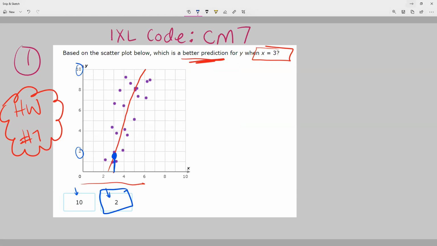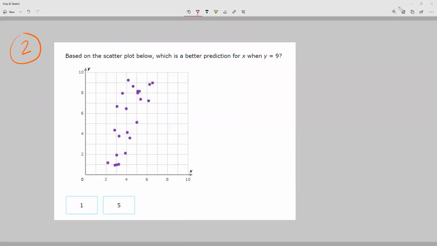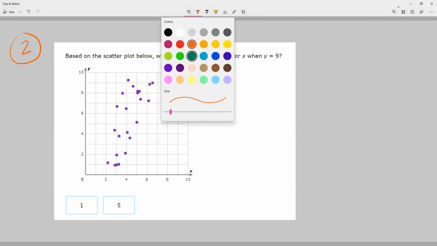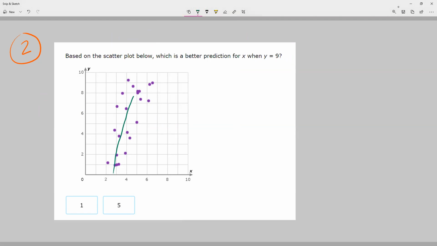So overall, this isn't that difficult. You just are making a prediction based on the way it looks. This graph looks really similar, right? The line would be going somewhere like that. This time though, it's asking you to base it on y. So this time I'm going to go to the y-axis and find 9. And I'm going to look to see which area that point would be. My options are 1 or 5. So 1 would be over here somewhere, and then 5 would be here. So that makes sense, right? That 5 would be the answer.